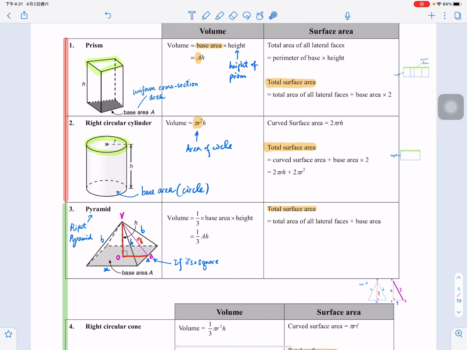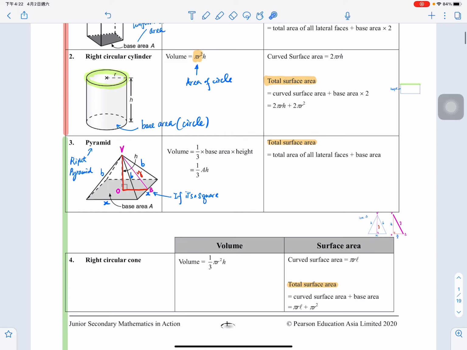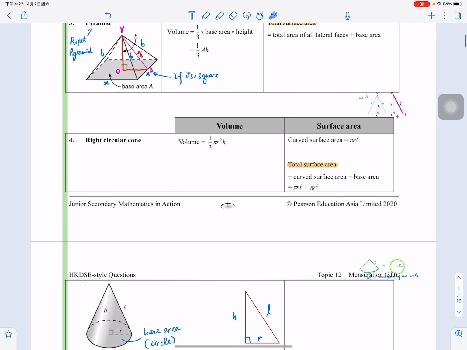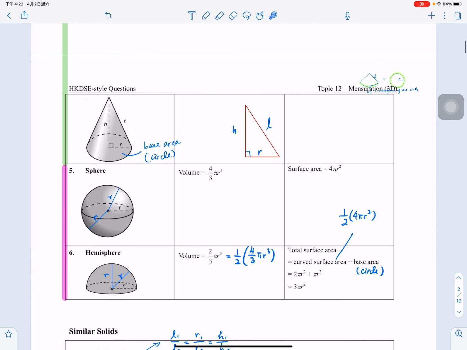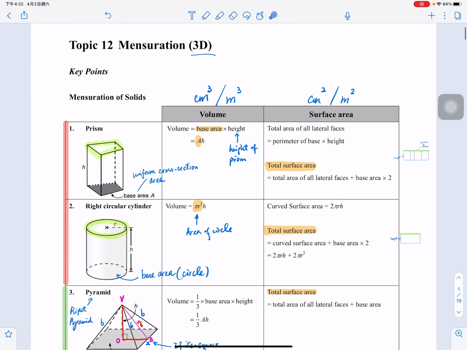One is prism and cylinder. Okay, that means maybe the base is a polygon or a circle. And the second kind, pyramid or circular cone. Okay, so you can see the vertex at the top, right? And the last kind, sphere and hemisphere, I group as one kind. Okay, so let's see about volume and surface area of the solids.